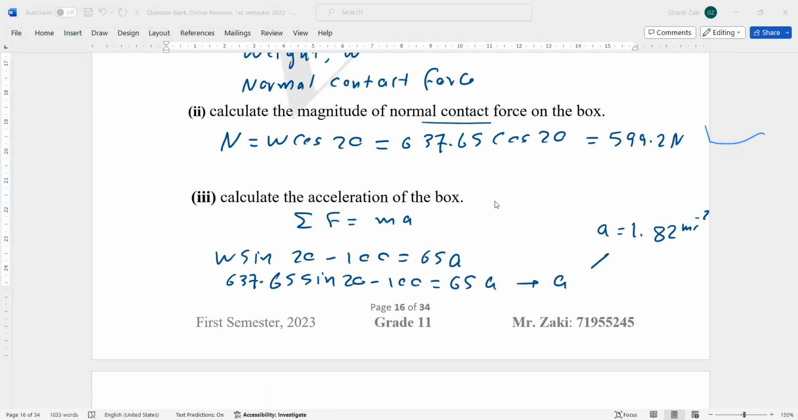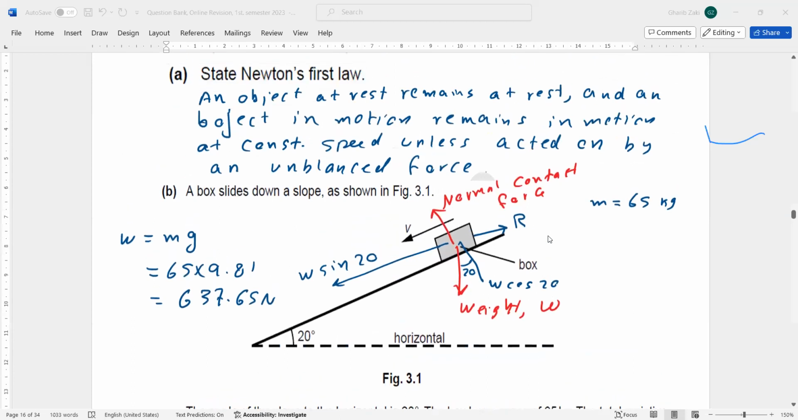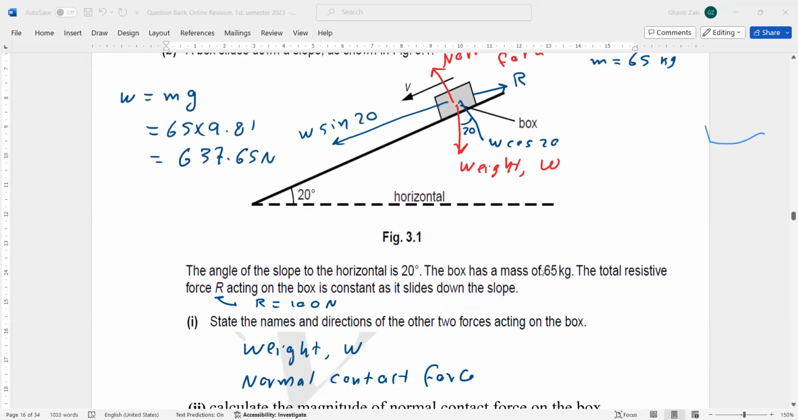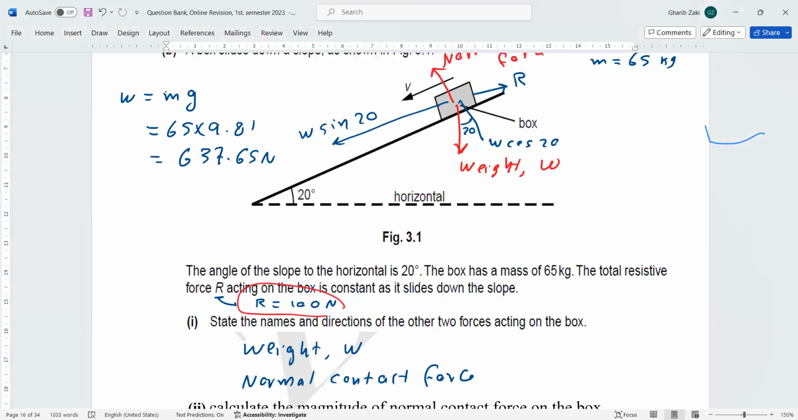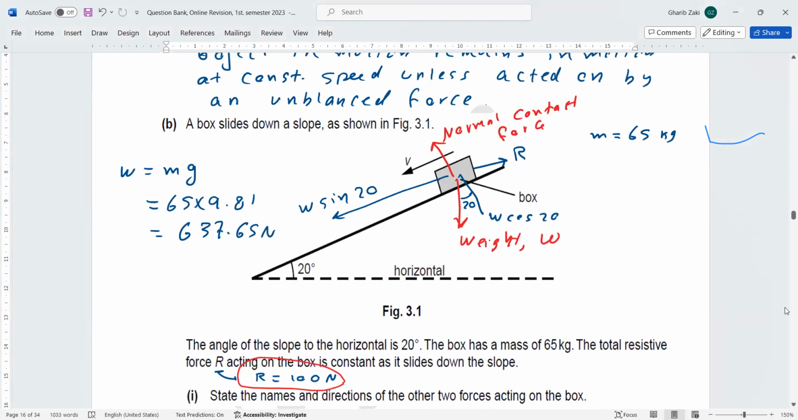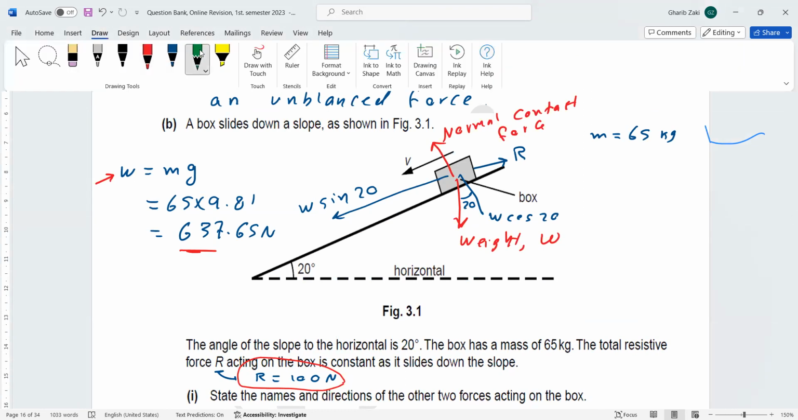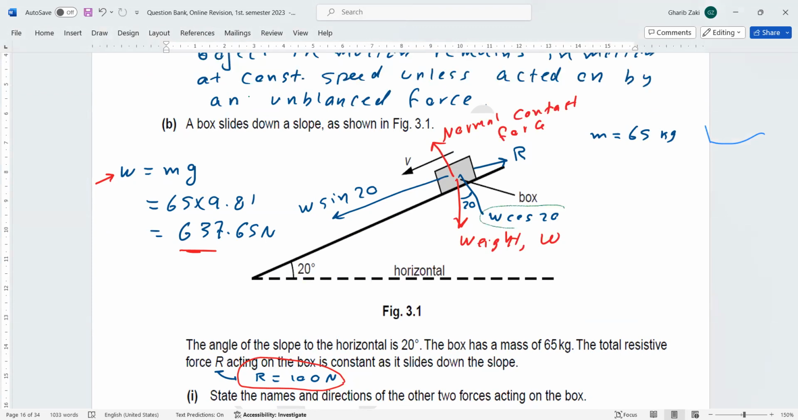Yes, again, Nasser. He said the box slides down the angle here. R is not given in the question, we just add this, okay? R equals 100 Newton. Now, the weight here is mg. We resolve the weight into W cosine near to the angle and W sine away. So the normal contact force is W cosine 20.